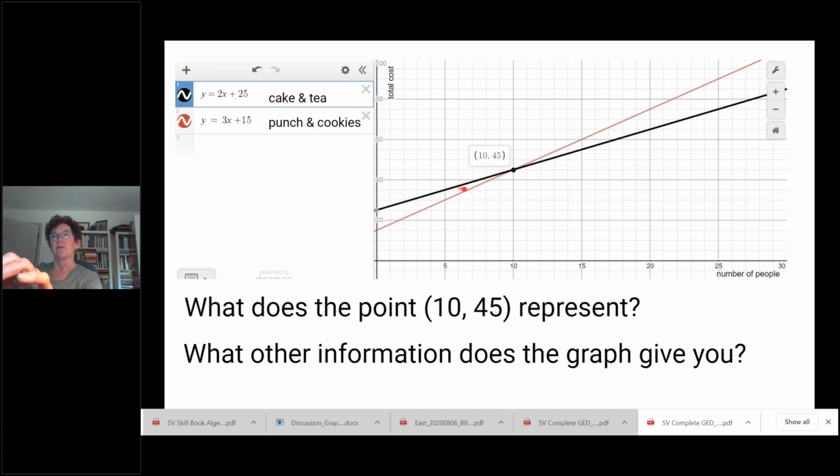Let's look at another situation. For 20 people, it would cost me $65 to serve punch and cookies. And for 20 people, it would cost me $75 to serve cake and tea.